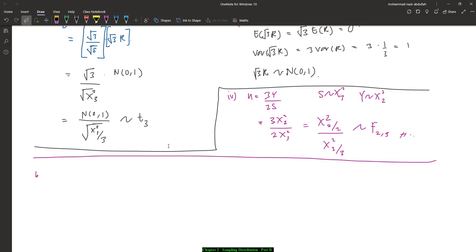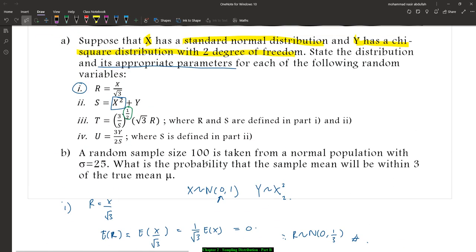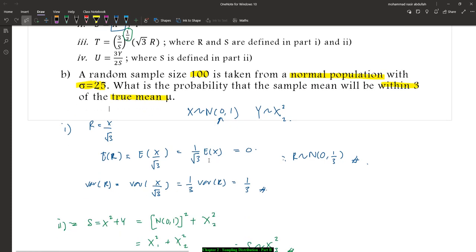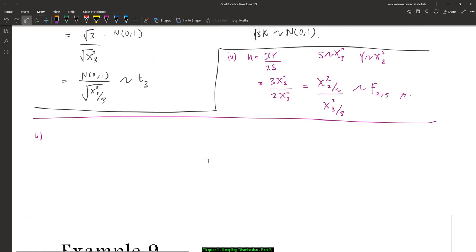Okay, so let's look at B. What does it say here? A random sample of size 100 is taken from a normal population with sigma equal to 25. What is the probability that the sample mean will be within 3 of the true mean? It's the same thing as before. Let me recall: the sample size is equal to 100 and the population standard deviation is equal to 25.